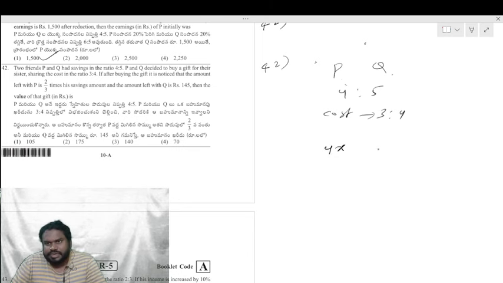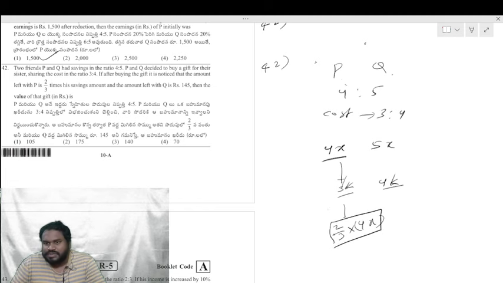So initially they have 4x and 5x savings. They decided to buy a gift for their sister, sharing the cost. So from this they spent 3k and 4k. Okay, and bought one gift. After buying the gift, it is noticed that the amount left with P is 2 by 3 times what? Savings amount. Savings amount is 4x, we already assumed.